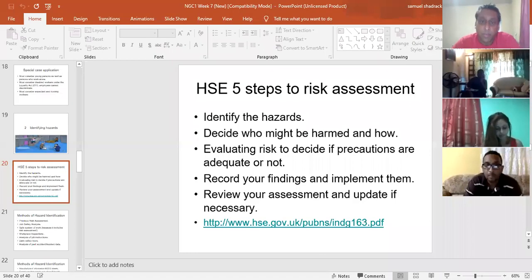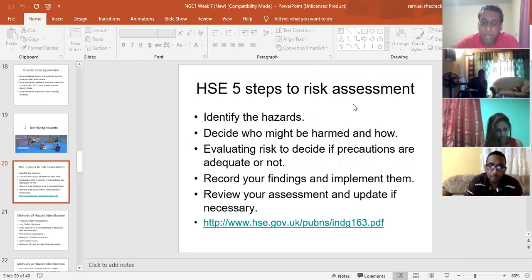Right, so we have to record your findings, and actually the risk assessment is a record itself. So when they say record your findings, the very form that you all are doing, that is a record. Review your assessment date and update if necessary. I think that's part 4 of the NEBOSH risk assessment, right?